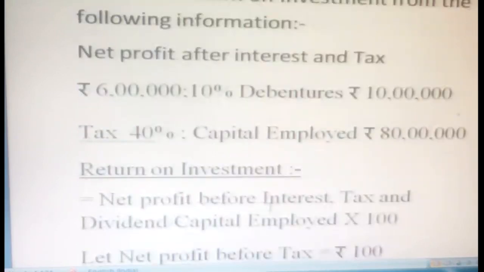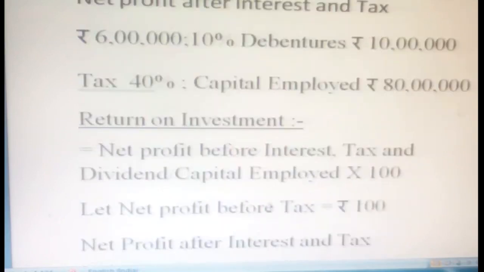How to calculate return on investment? Net profit before interest, tax and dividend. Sometimes they give dividend, we have to add. That's why they mentioned here. So divided by capital employed into 100. Here, what is our net profit before tax? We don't know. So we consider it as 100.